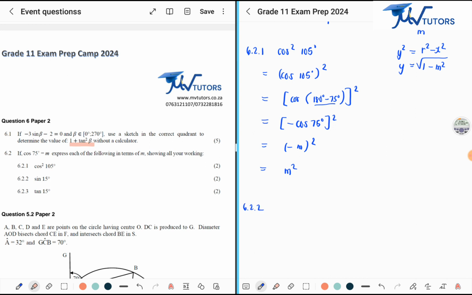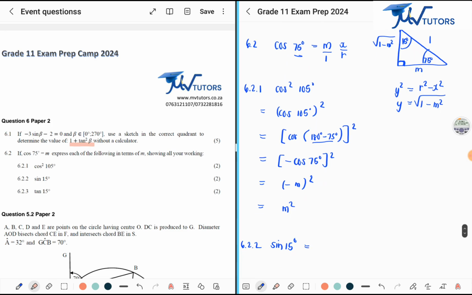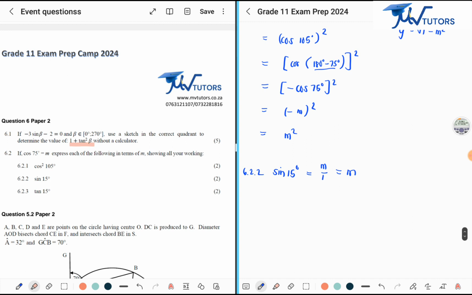But yeah. And then we have sine 15. And that helps because in our triangle, we do have 15 degrees. And what does sine say? It says opposite. What is the opposite of this 15? That's m. Opposite over hypotenuse. M over 1. Okay. So we can see that's m over 1, which is simply m. Okay, and I hope that you see that sine 15 is actually equal to cos 75. And why is that? They are co-ratios.